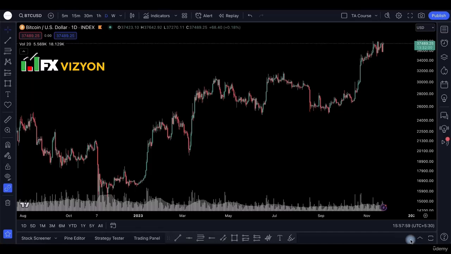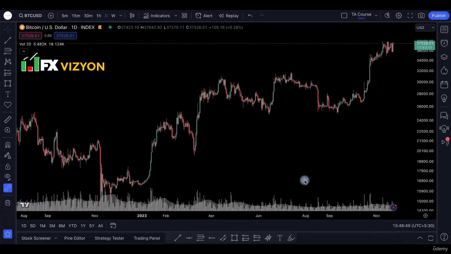Hello. In this session, we are going to look at some real charts and try to apply the knowledge for identifying trends using things that we learned in the previous session. So here I have the Bitcoin chart open. Bitcoin is currently trading at 37,525 US dollars. And the first thing we are going to do is try to identify the swing highs and swing lows.